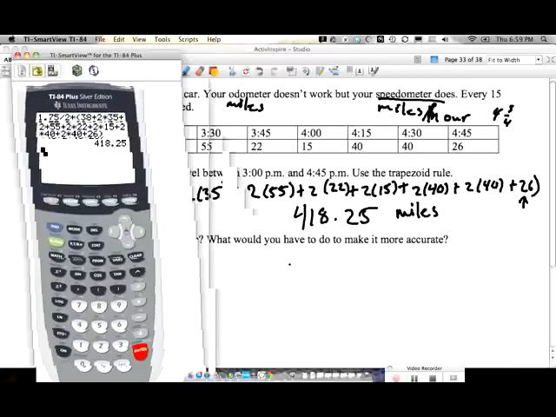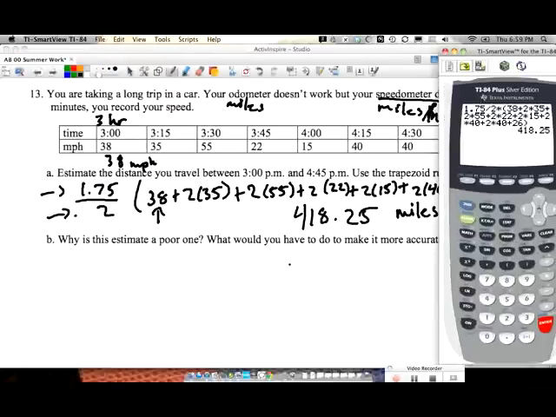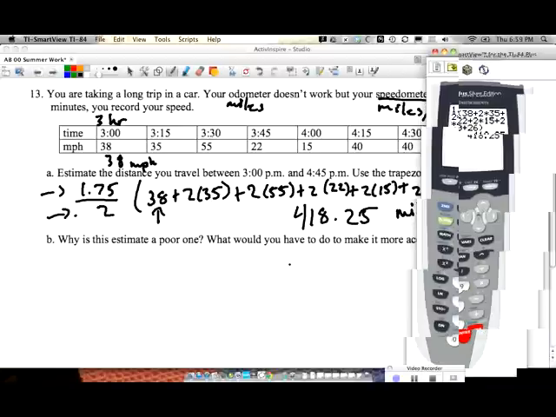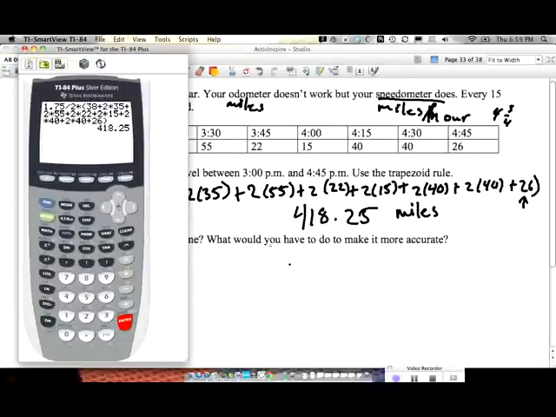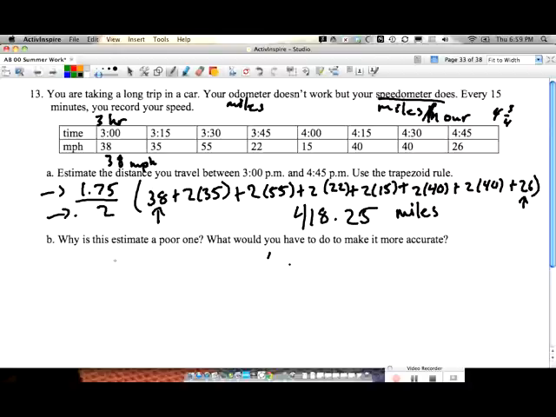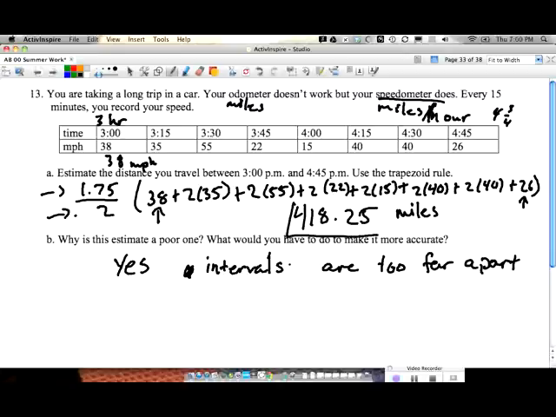Oh, that's kind of crazy. Was this estimate a poor one? You betcha. Because I know I'm missing something somewhere, but I know that this is definitely very poor. Why? Because the intervals are too far apart. That's why. Now, I don't think that's why I came up with this number incorrectly, but we'll double check that work as well.